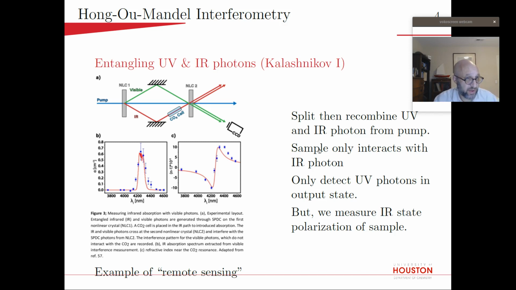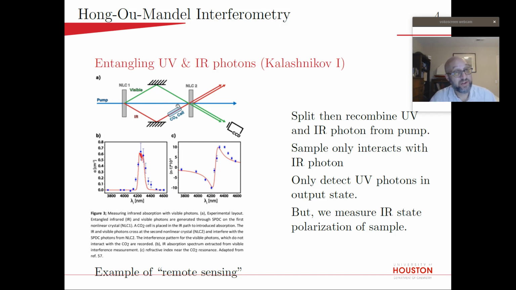Another alternative idea is what amounts to remote sensing. This is what we refer to as the Kalashnikov-1 experiment, published maybe 3 or 4 years ago by a group led by Krivitsky. If I could walk you through, you pump a nonlinear crystal and you split the signal and idler mode into a visible and IR photon, and you allow the IR photon only to interact with a sample cell, in this case containing carbon dioxide.